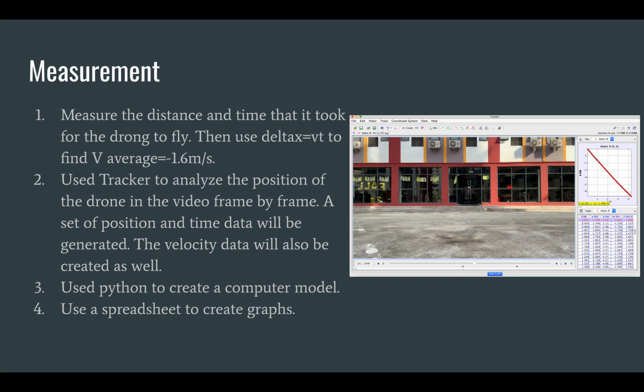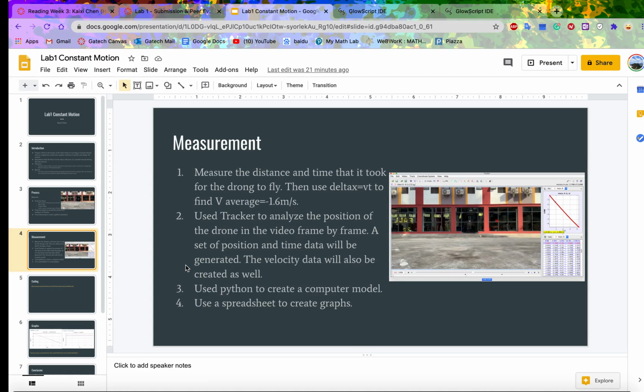So I first measured the distance and time that it takes for the drone to fly, and then I used the equation delta x equals v t to find the average velocity of the motion. It's negative 1.6 meters per second. Then I used Tracker to analyze the position of it frame by frame, and here it is.